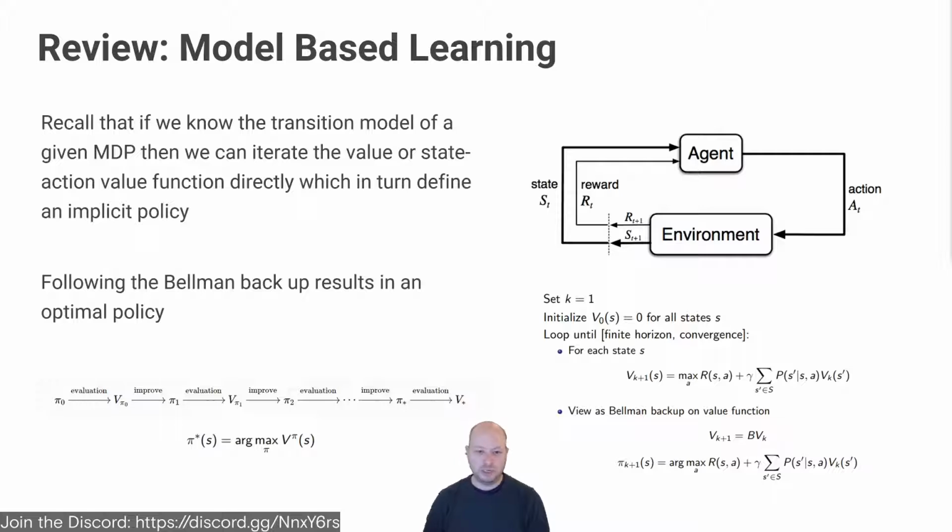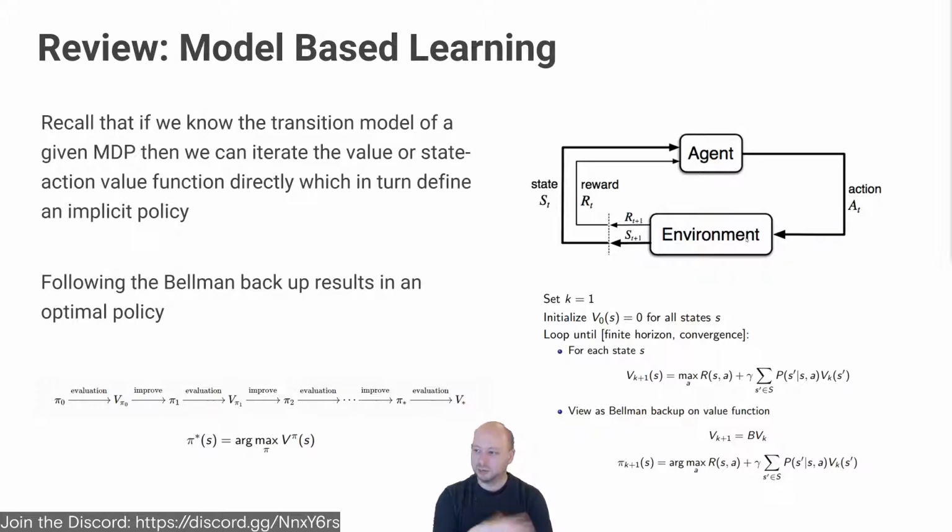If we know what the transition model of a given MDP is, then we could just iterate the value against the state action value function or just the value function directly, which then implicitly defines a policy that we can take. Essentially, we choose the action that maximizes the reward for a particular state. And as we saw with the Bellman backup and the Bellman equations with dynamic programming, we could essentially find the optimal policy in this way.